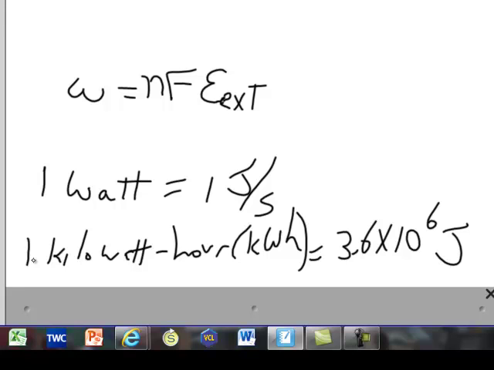If you have not seen your electric bill, go and ask your parents to show you your electric bill. The energy that you use is billed in kilowatt hours. And if you wanted to actually figure out what that was, there's your conversion: 3.6 times 10 to the 6th joules.